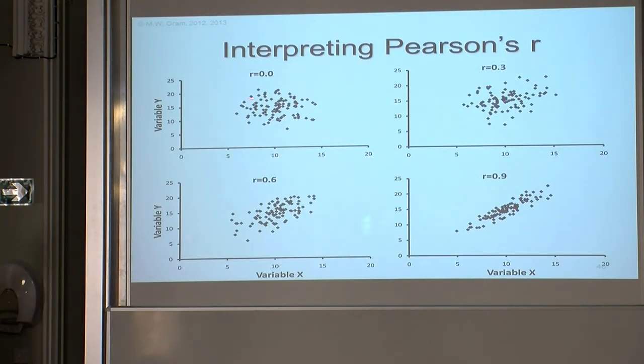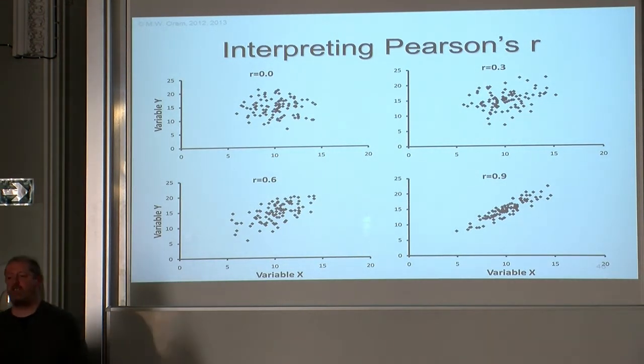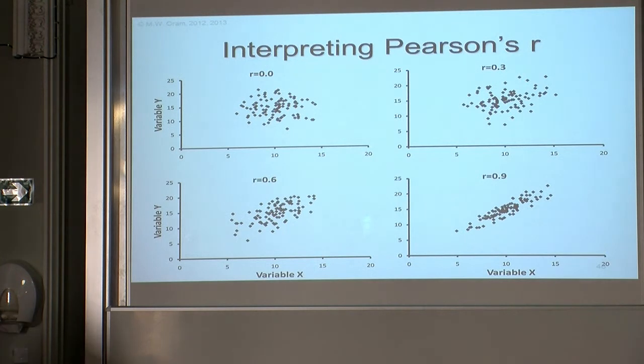Okay, so here r is 0. You increase it slightly to 0.3. That still, to me at least, looks like not much of a relationship. By the time you're about 0.6, you can see something, and 0.9 is very clear. So this value of r will vary between -1 and 1. We've standardized it. And in this example, I'm just showing you the positive correlations.